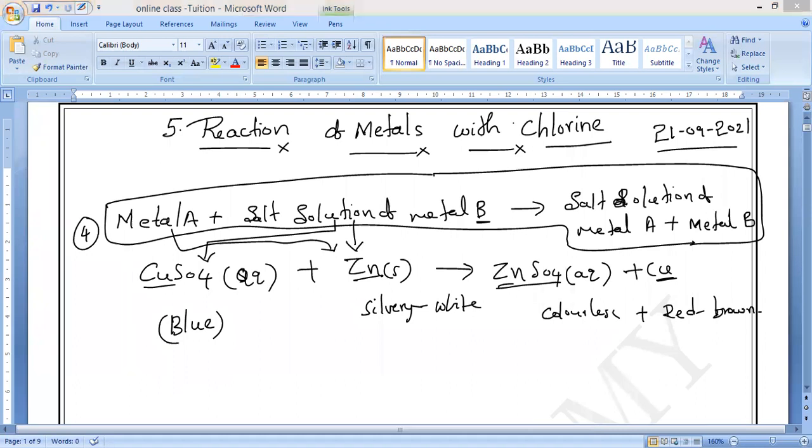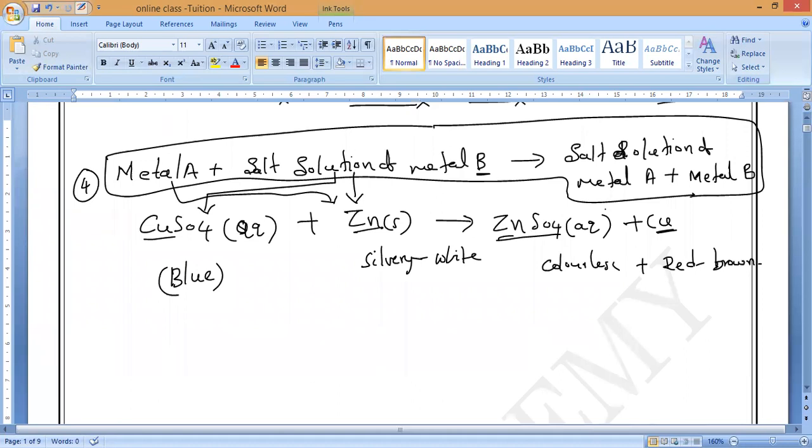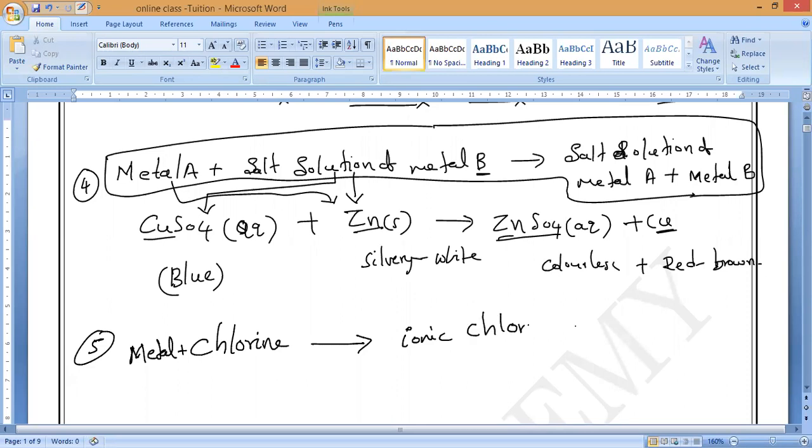We are going to discuss the reaction of metals with chlorine. Understand? Observe very carefully, everybody should remember. The fifth property is the reaction of metals with chlorine gas. Is it yes or no? So metal plus chlorine. If you observe very carefully, metals always react with chlorine and form ionic chlorides. What will it form, guys? Ionic chlorides. That is what you have to remember.